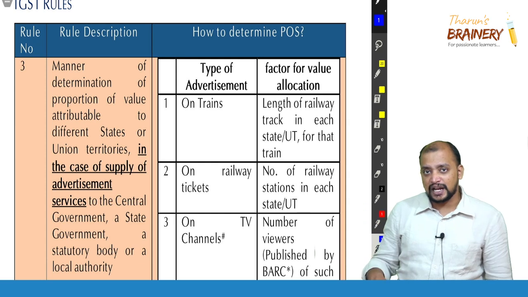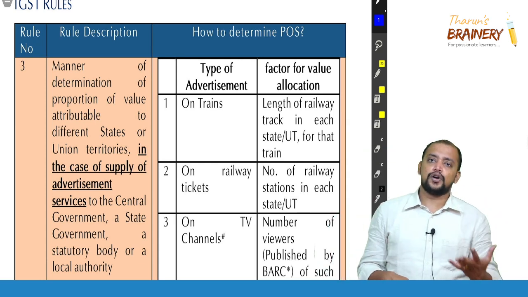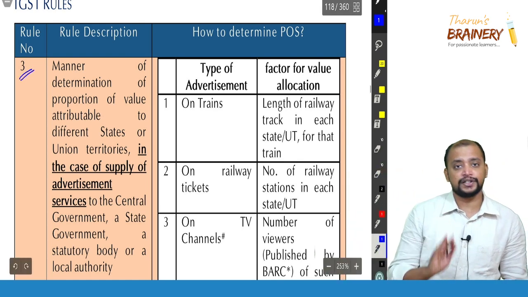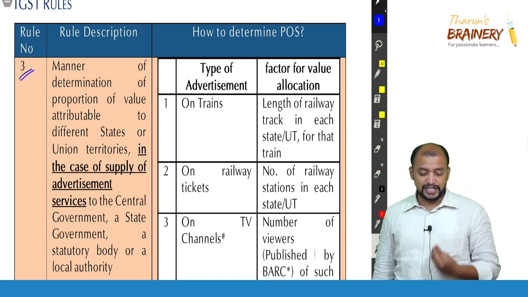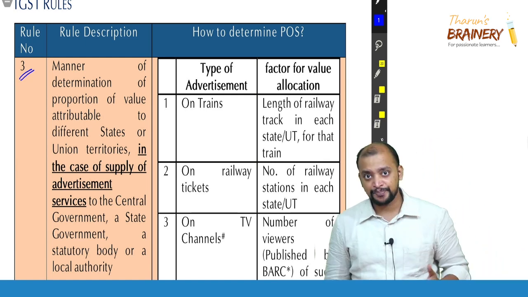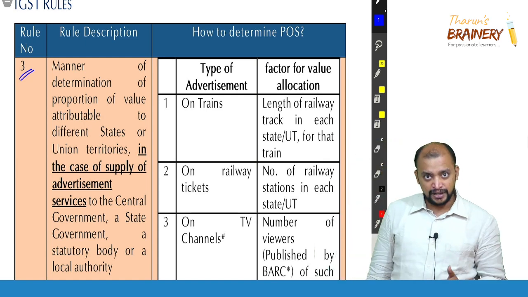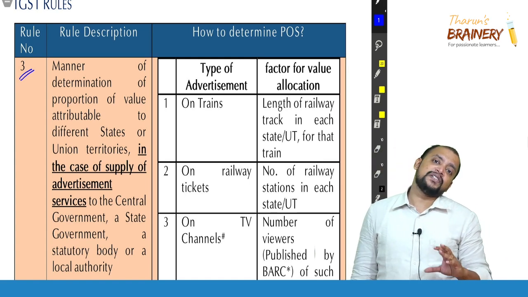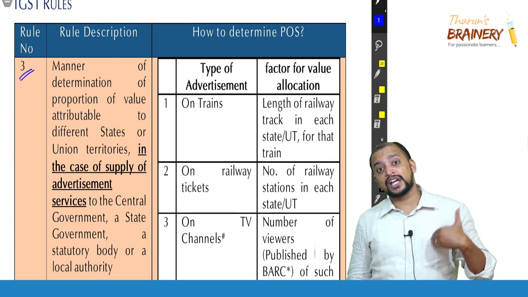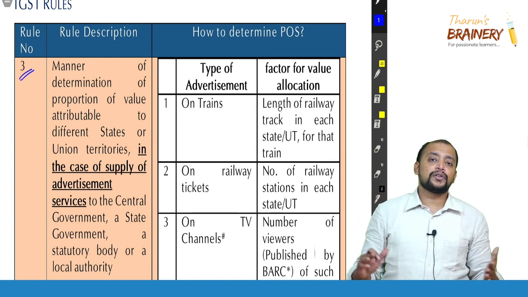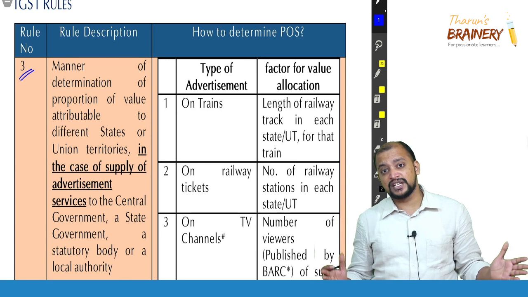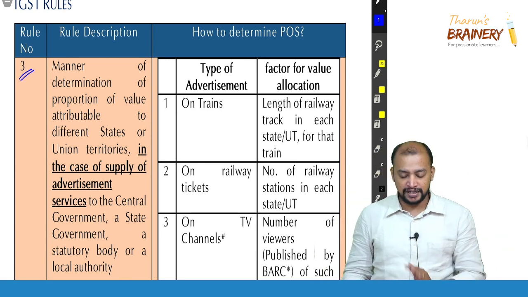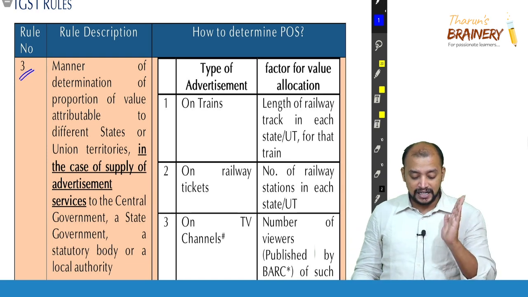So I need to take some factor or some basis. So what is that basis? That is given in rule 3, clear or not? So what is that rule 3 background? Advertisement services are provided to government or any body under government for which the consideration is received, and that service is in relation to advertisement in more than one state, but we don't have the information related to state wise in the contract. Then we need some factor to apportion that contract price. So what is that factor? That is given in rule 3.